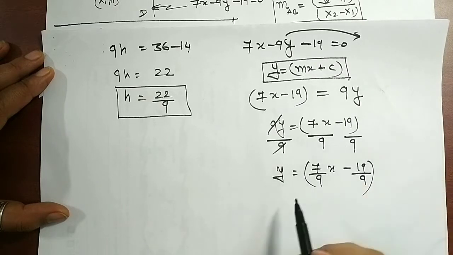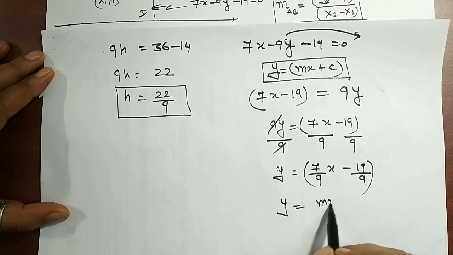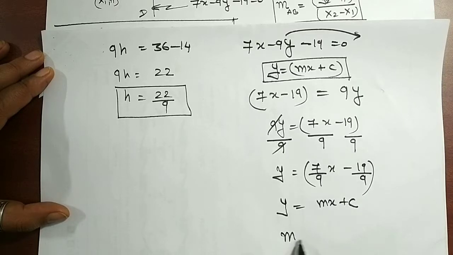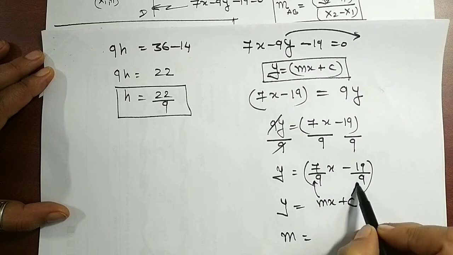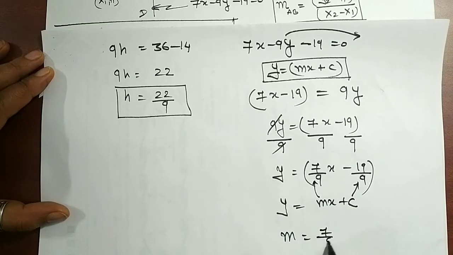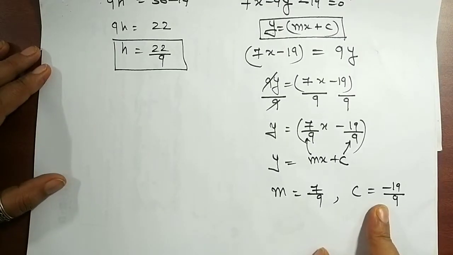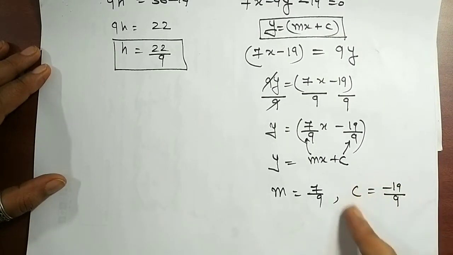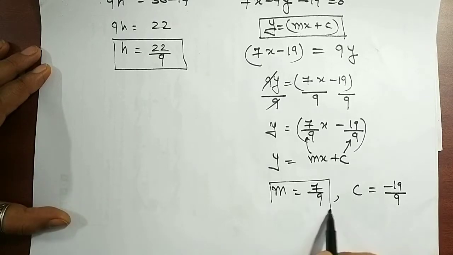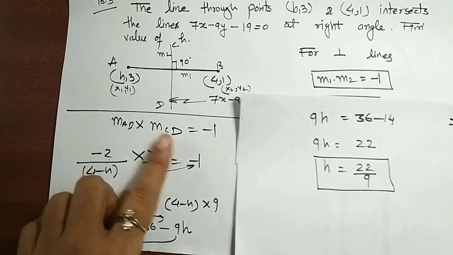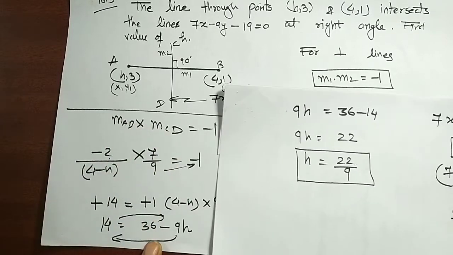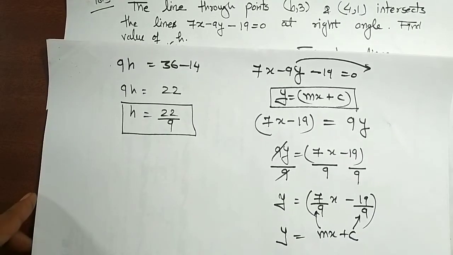Now I am ready to compare it with y is equal to mx plus c. So I can see m is this and c is this. So m is 7 by 9 and c is minus 19 by 9. This is your y-intercept. Though we don't need this in the question, we need only this slope so that we can apply this condition to get the value of h. So I hope you understood this question.